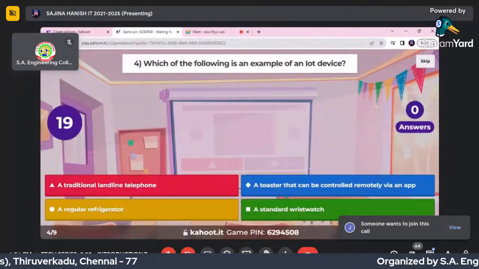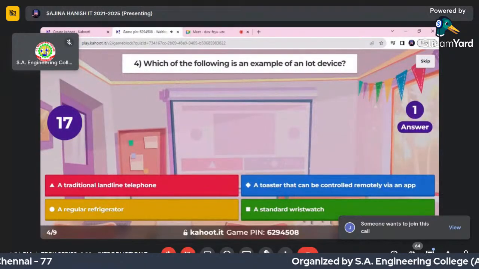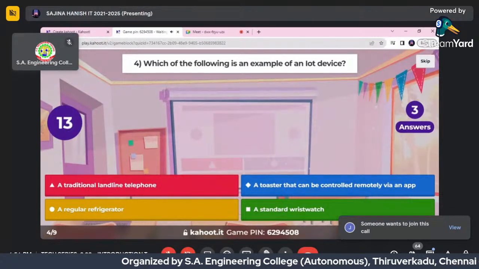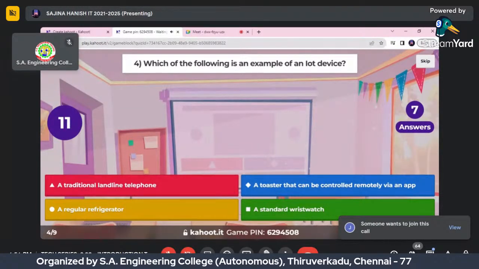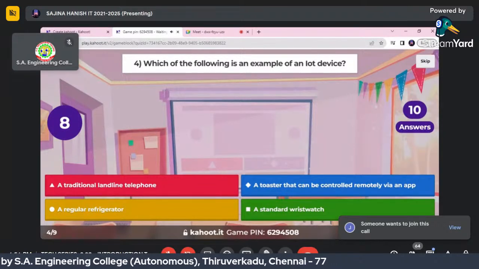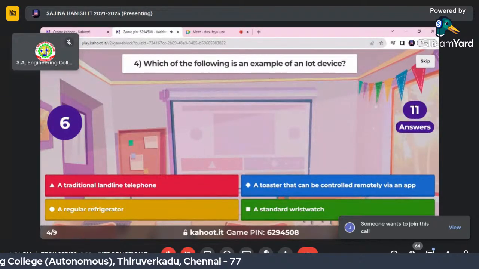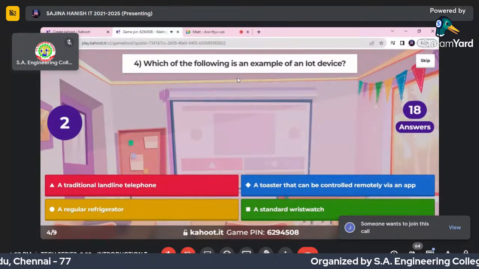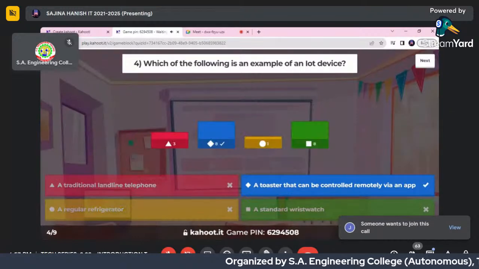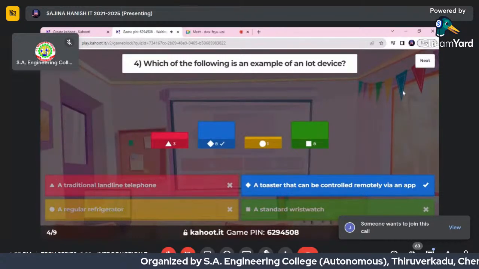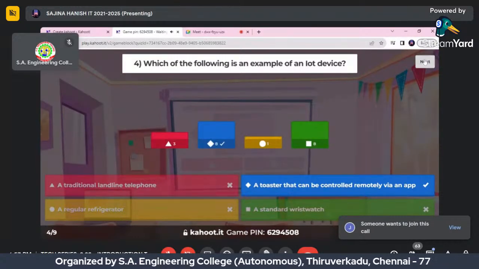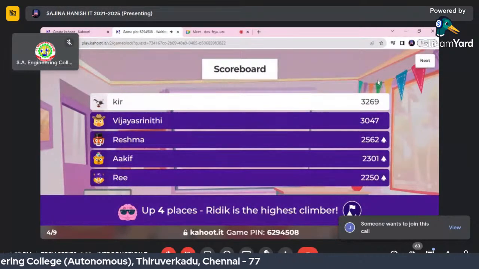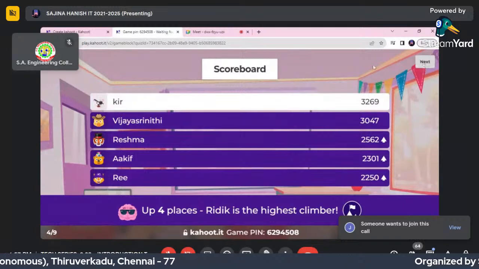Which of the following is an example of an IoT device? A traditional landline telephone, a toaster that can be controlled remotely via an app, a regular refrigerator, a standard wristwatch. I repeat the question again: which of the following is an example of an IoT device? 8 right answers. Okay. Kheer in the first place. Let's move on.